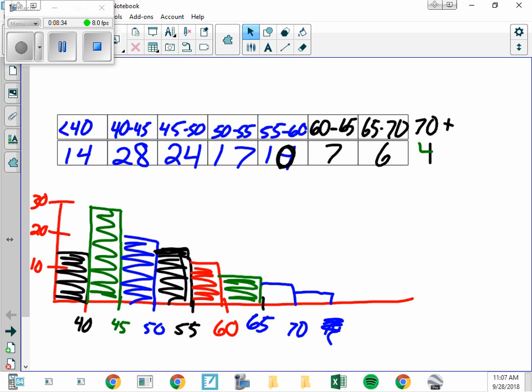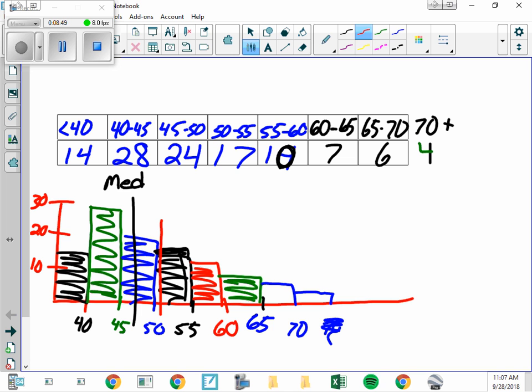So the median probably sits about right here. In this data, where is the average compared to the median? It's going to be slightly to the right. So this would be the average, because it has a long right tail.